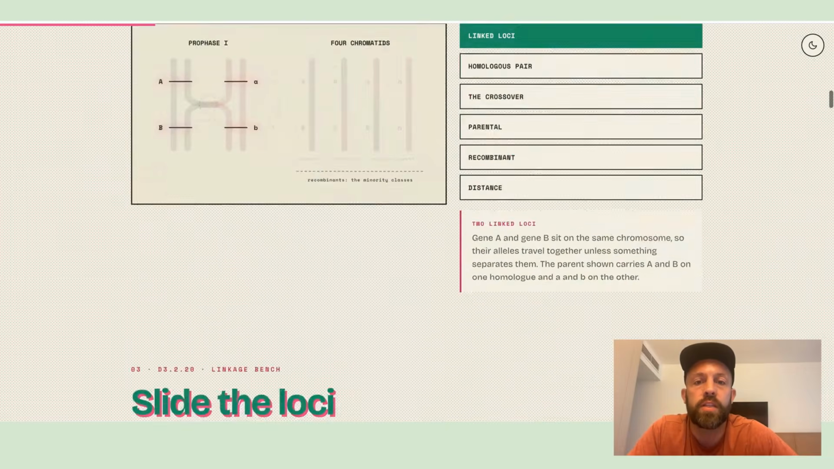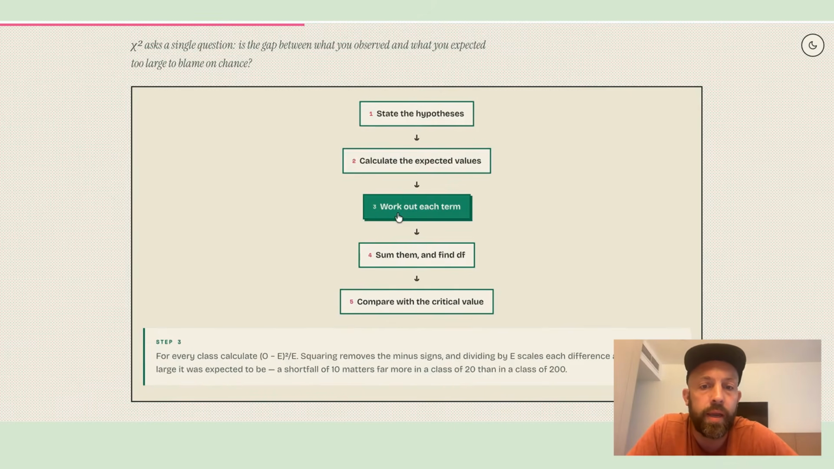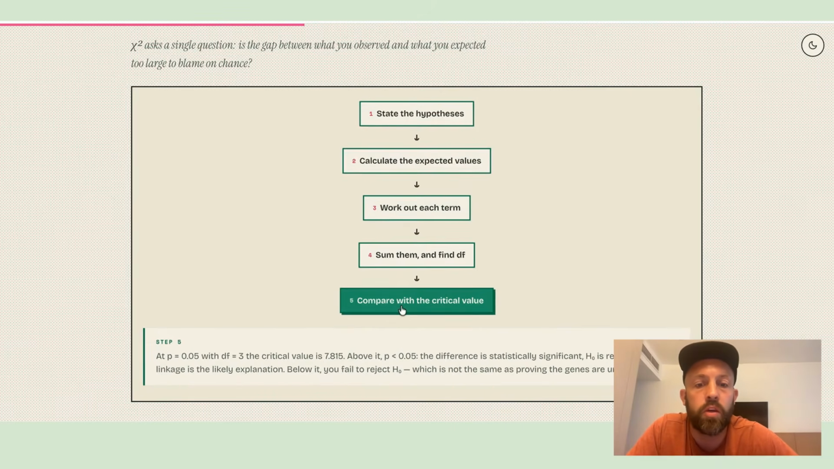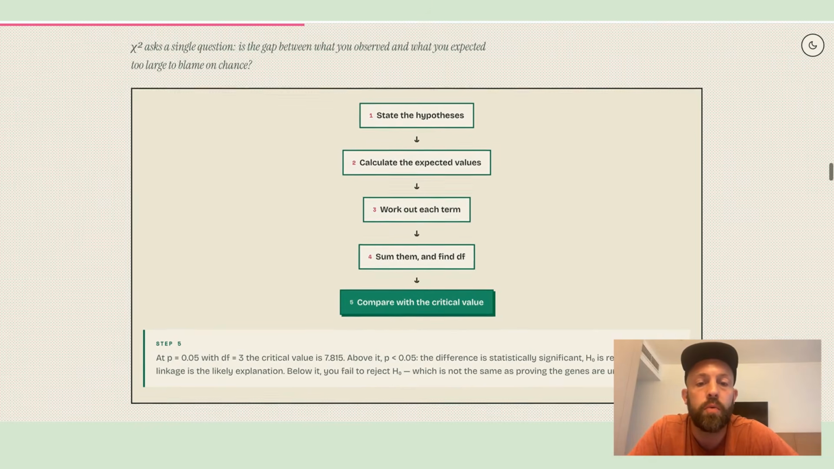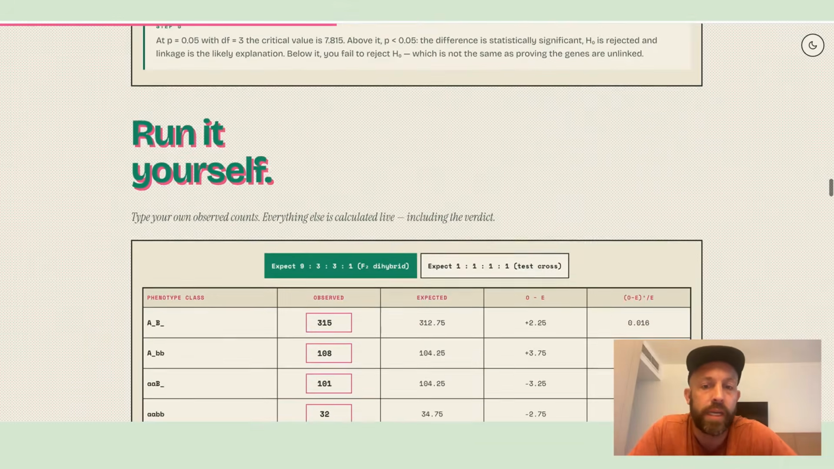So if you want to know what the steps are, we've got this summary here. State them, calculate them, work it out each, and then at the end, we're going to compare to the critical value. And remember that we look at the critical value because it's the number of variations. How do we know the degrees of freedom? The number of variations minus 1. With a dihybrid cross, it's always going to be 4 possible outcomes, so it's always going to be 3. You're not really getting tested on that.